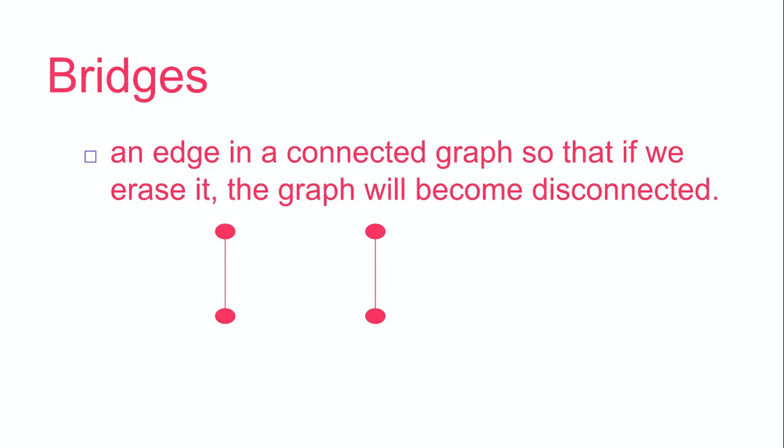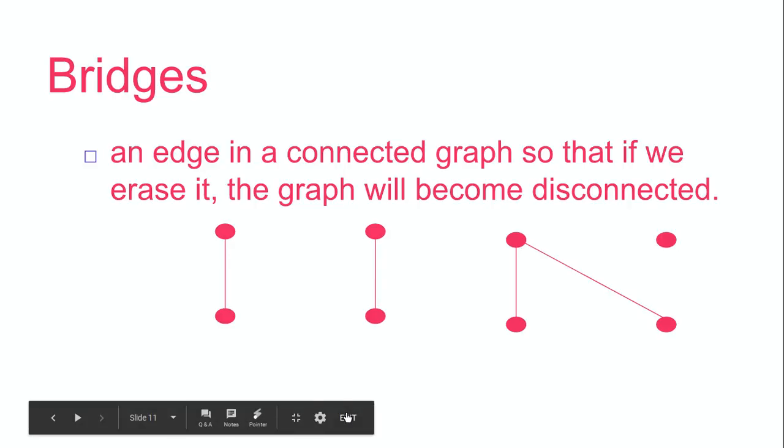However, if I take away that edge in the middle, it now becomes a disconnected graph. So that edge right there in the middle is a bridge. I could also take away the side edge, and now it's also a disconnected graph. So that is also a bridge. So a bridge is if you can take away that edge and it becomes a disconnected graph, then that particular edge is a bridge.